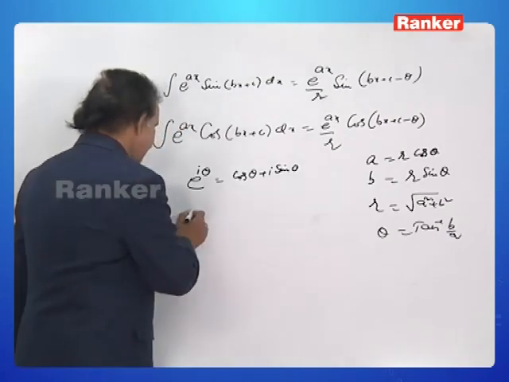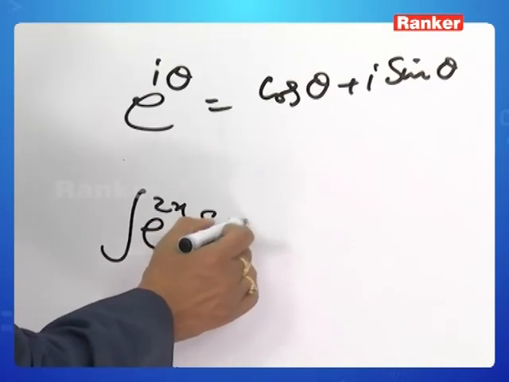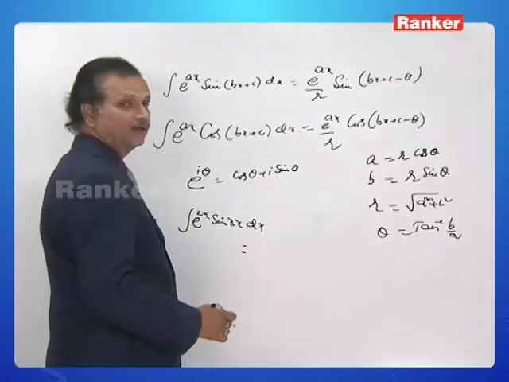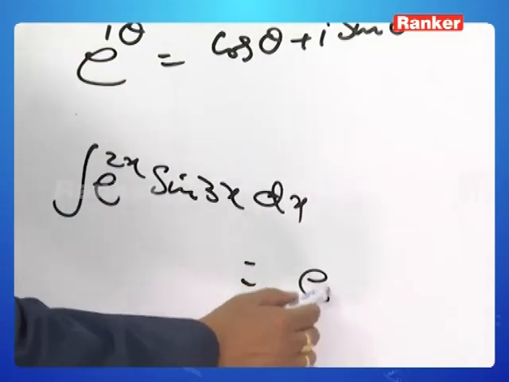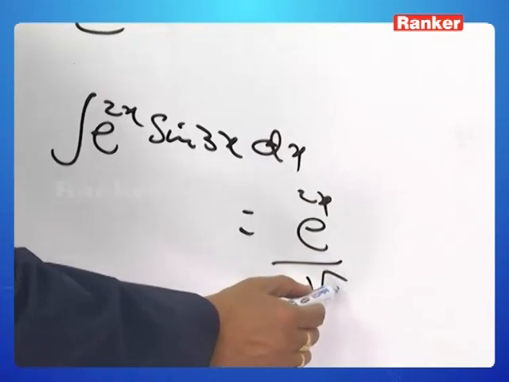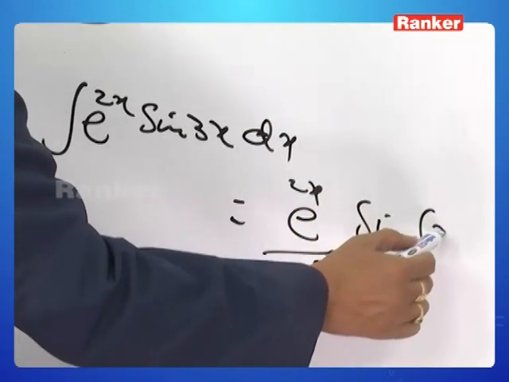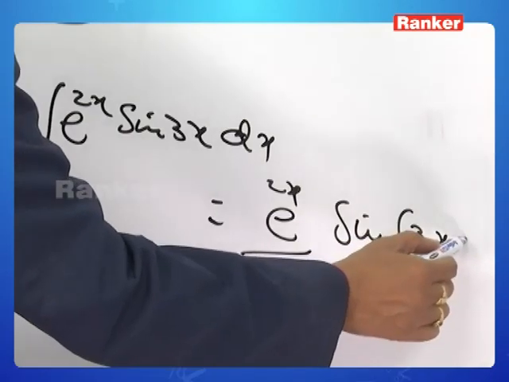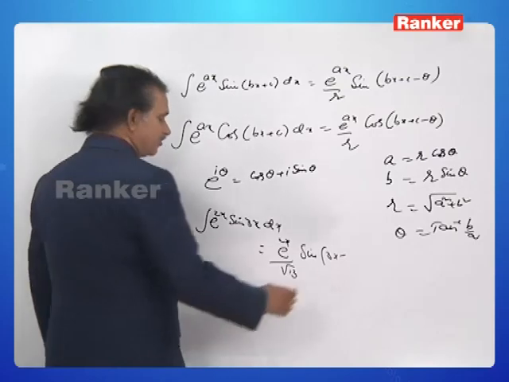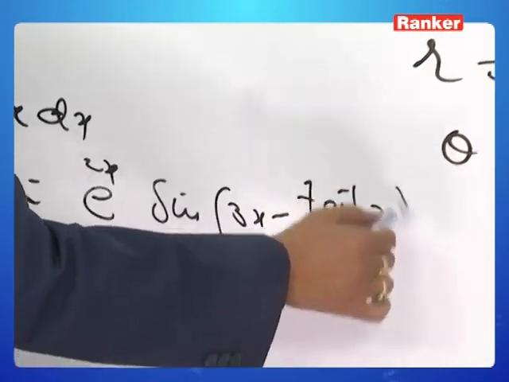Look here. The integral of e power 2x into sin 3x. What is the answer? It is e power 2x by r, where r is root of a square plus b square, which is root 13, into sin of (3x plus c minus theta). What is theta? Tan inverse b by a, that is tan inverse 3 by 2, plus c.